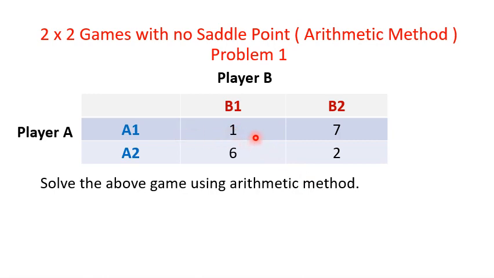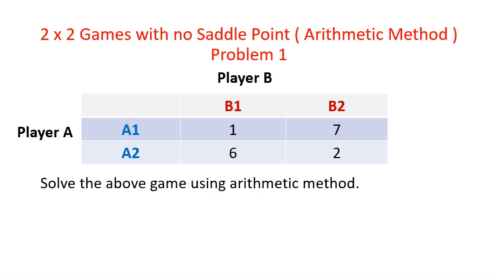A payoff of 1 here means a gain of 1 to A, whereas it's a loss of 1 to B. Similarly, a value of 6 here is a gain of 6 to A and a loss of 6 to B, and so on. All these things have been understood from the previous sessions. So here we have to solve this problem using the analytical method, or the arithmetic method.